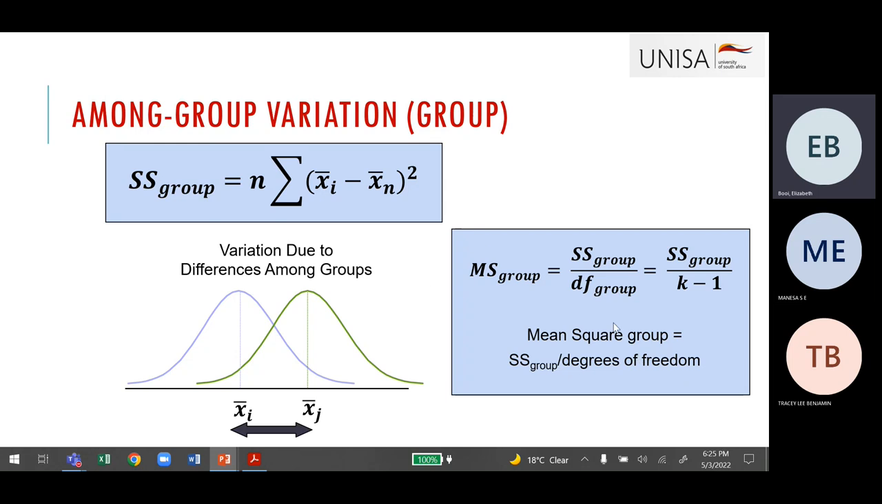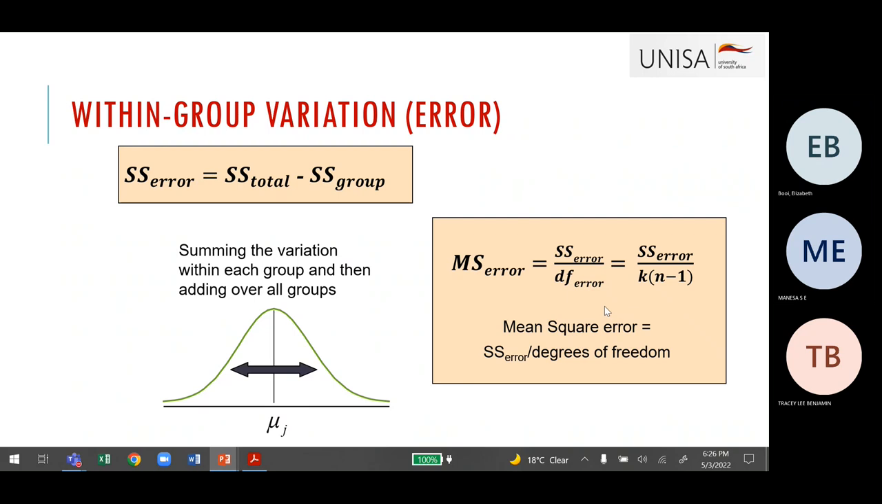And then we also have what we call the mean square measure. The mean square group corresponds to the sum square of groups. It's given by your sum square group divided by the degrees of freedom. And the degrees of freedom in this instance will be the number of groups you have minus one.